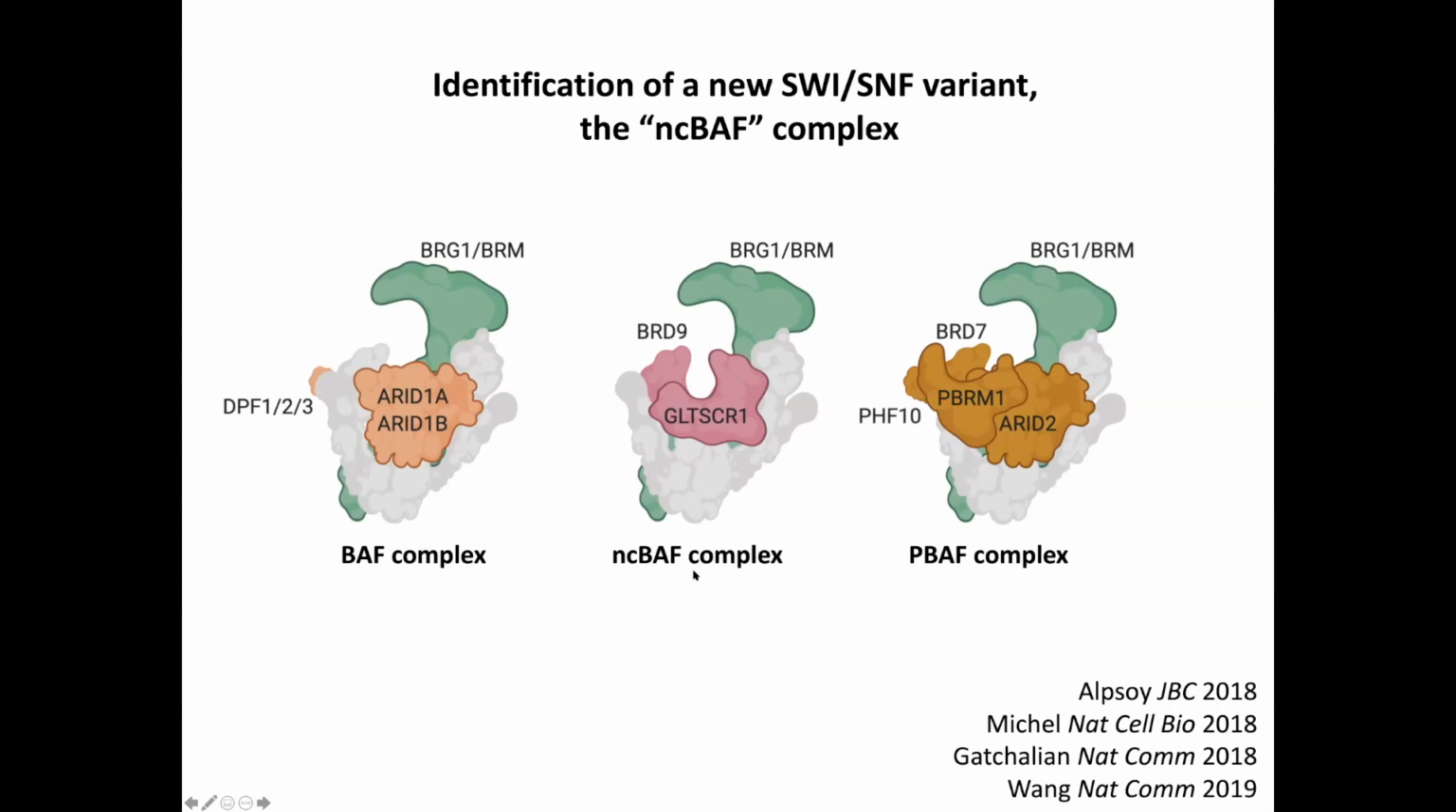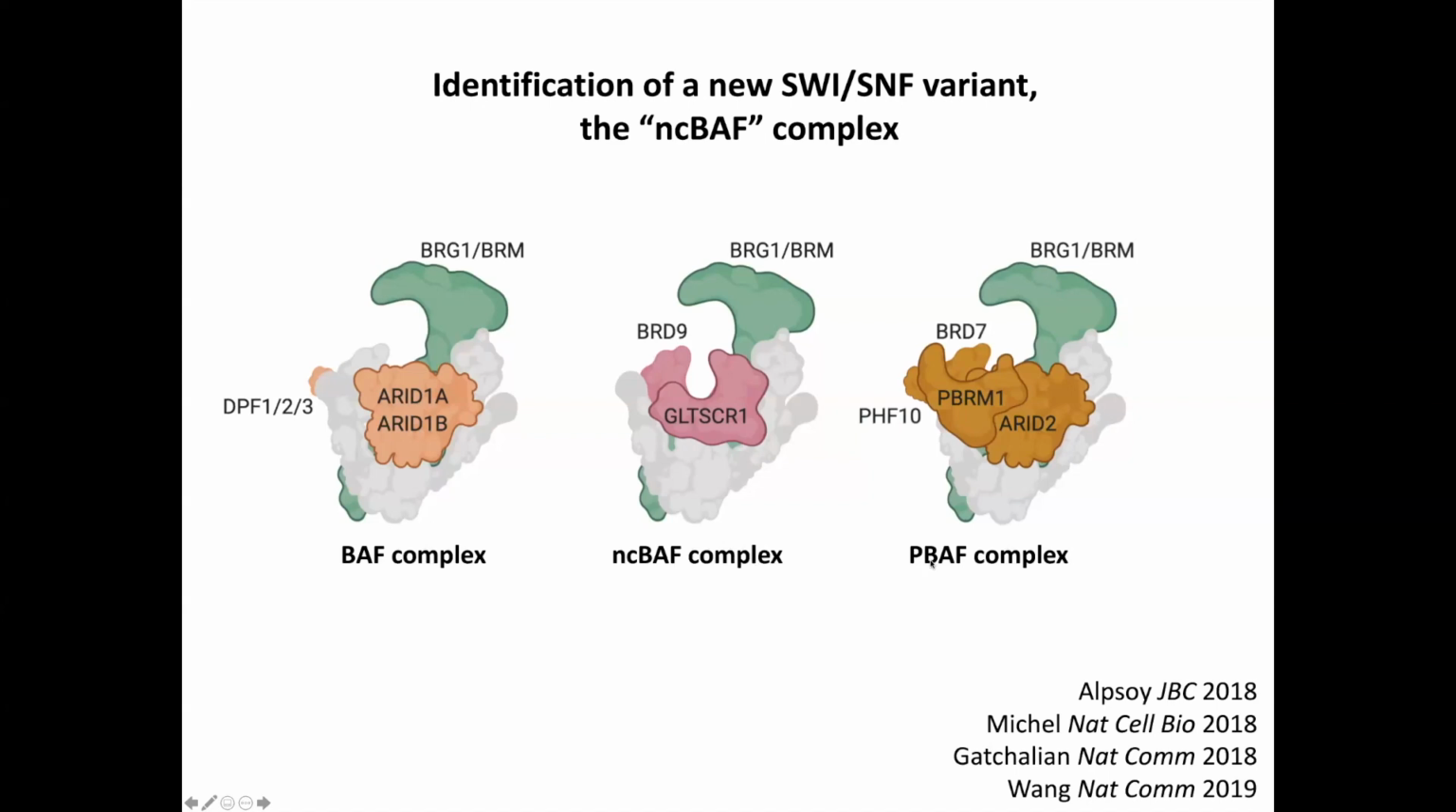And it really focused our attention on this idea of combinatorial assembly and the idea that the incorporation of unique subunits, including BRD9, might give rise to different targeting and functional properties of these complexes, which would distinguish them in terms of transcriptional regulation. And so that's really been the framework that we've been operating under to understand the function of these different variants.